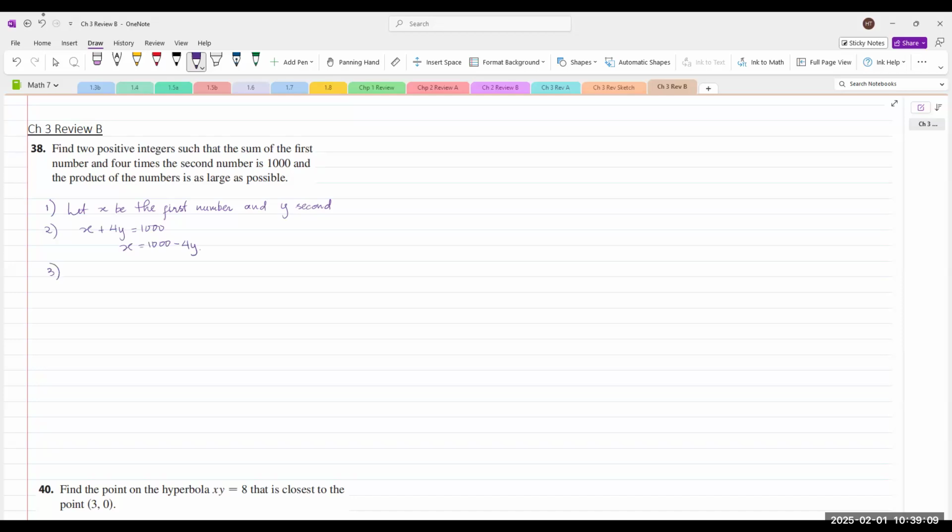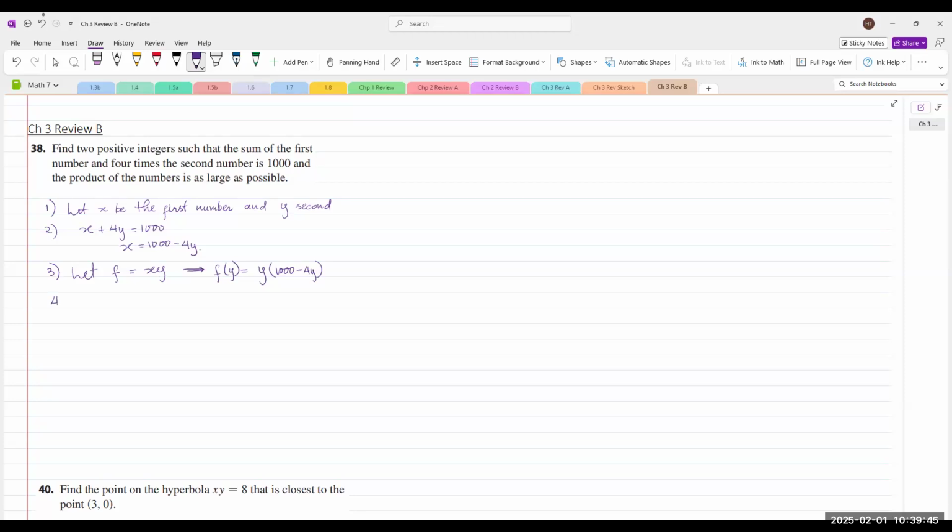So let function f be the product xy. Notice that it consists of two variables right now, right? So I cannot call that f(x), but once I substitute the x, then I will get y(1000 minus 4y). Now this is a function of y. Now that's the one we need to maximize, as large as possible, right?